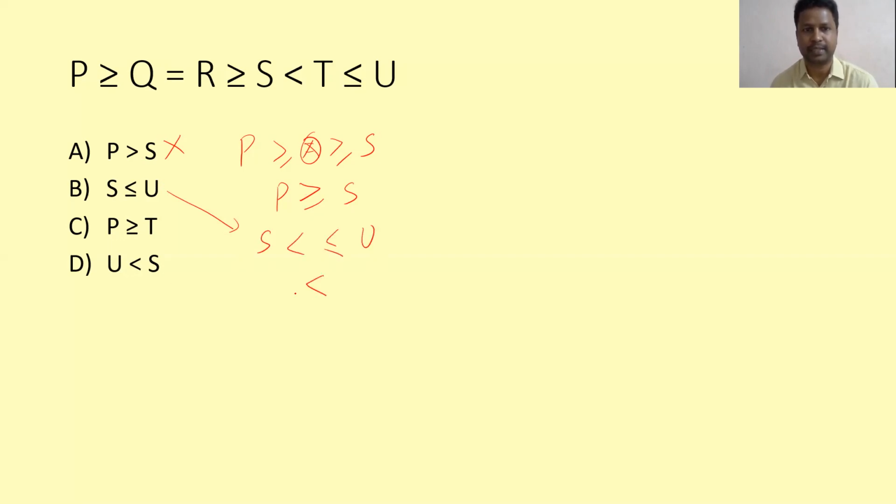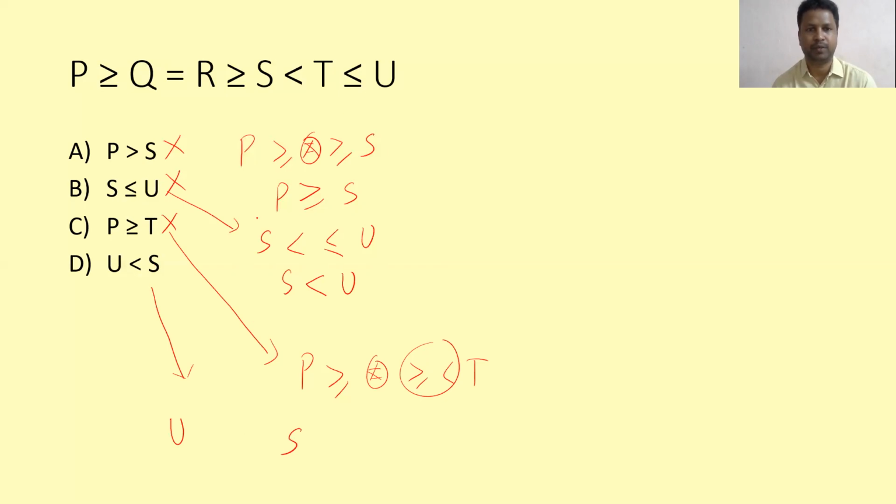Symbols are in the same direction, yes. Only one has equal, this one does not have equal. So I can say S is less than U. But here it says S is less than or equal to U, this is wrong. Now third, P and T. Symbols are becoming opposite, so we can't conclude anything. So wrong.